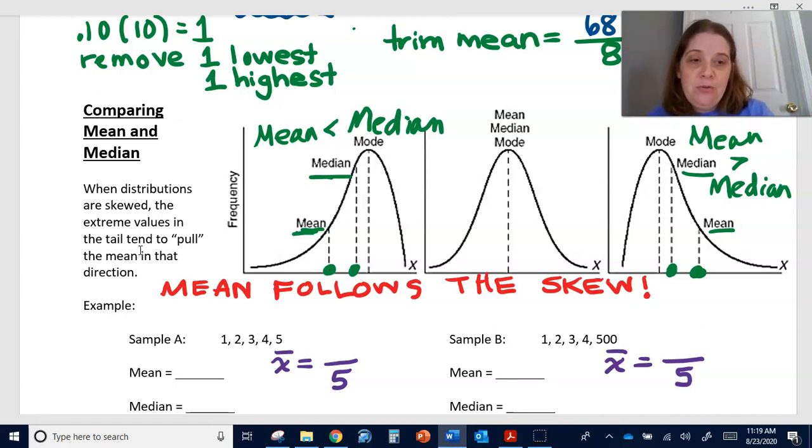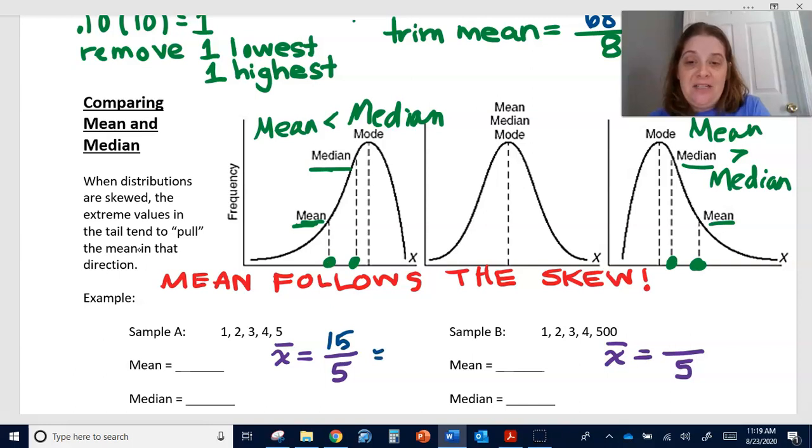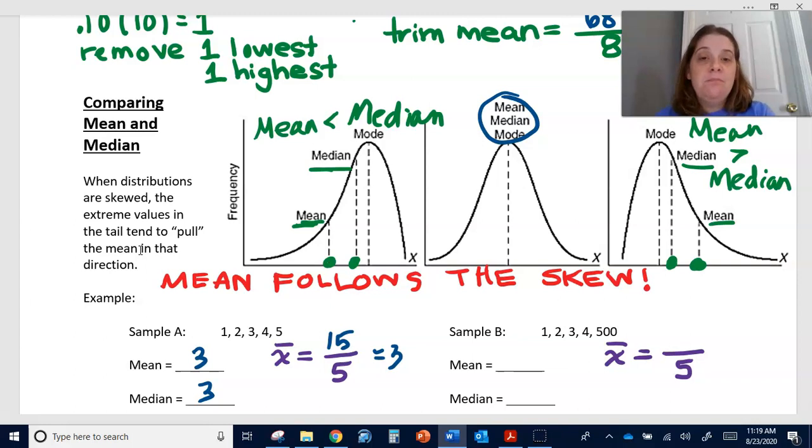So I've got these two samples here. Sample A is the numbers 1, 2, 3, 4, 5. If we add those up, that's 15, and 15 divided by 5 is 3. If I look at the median, these are in order, and my median is my middle value. That's also 3. So those are really close together. If the mean and the median are about the same value, then what's most likely happening here is that this is a symmetric or approximately symmetric distribution. Now, I don't know for sure. This is just me making a guess about what I'm seeing. But typically, if your mean and median are the same value, it means that your distribution is most likely symmetric or approximately symmetric.